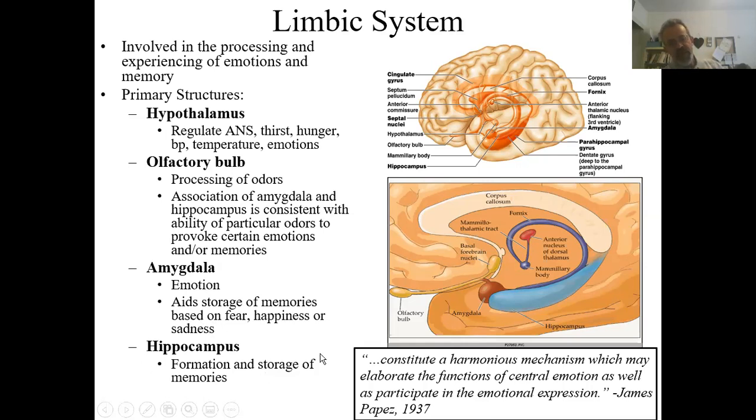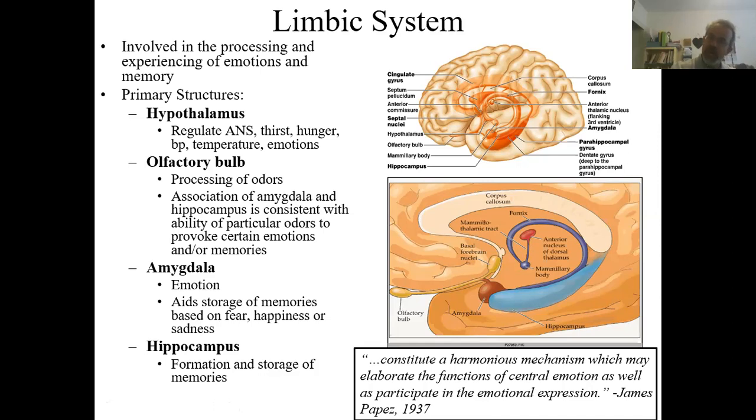Then finally, we have the hippocampus, which is the formation of memory. So if you take a look here, we've got several interesting things. We've got smell. We've got, obviously, the hypothalamus, along with the amygdala, which is involved in emotions. We've got smell, we've got memory, and we've got emotions. Those three components work together, right?